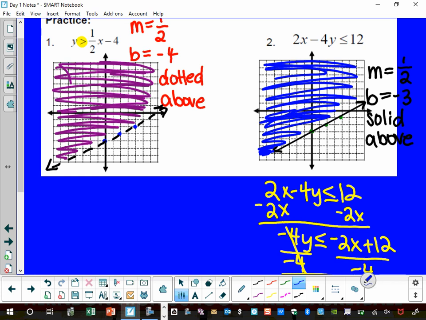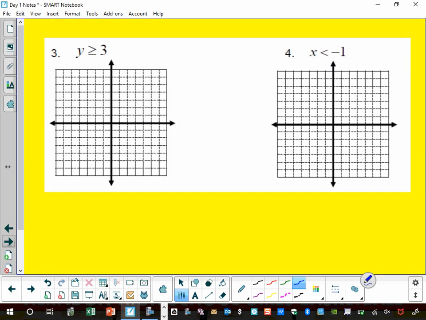All right, on numbers 3 and 4, these are special cases. I don't have a y-intercept. Well, let me take that back, I don't have a slope. So I'm not going to have all these things that I've had before. My y-intercept is going to be wherever I'm crossing the y-axis. It says y is positive 3, so I go to positive 3. It is going to be a solid line.